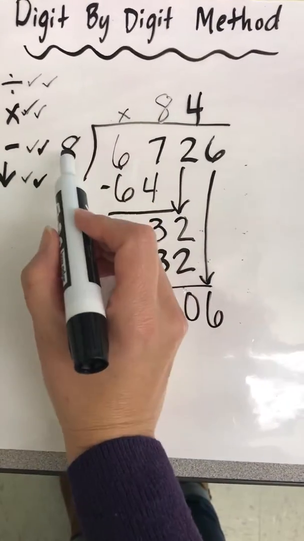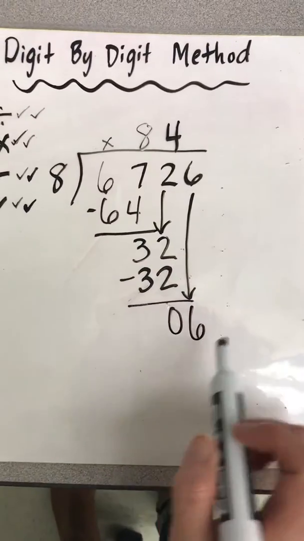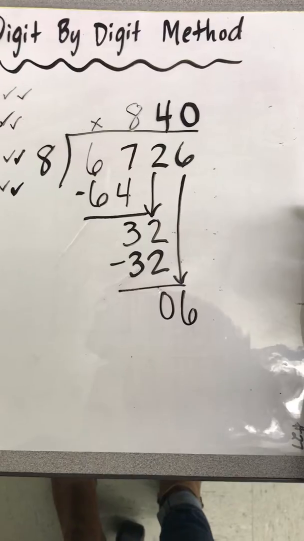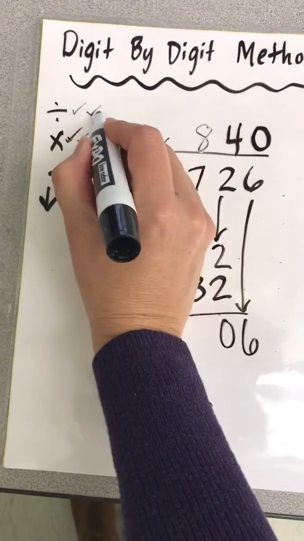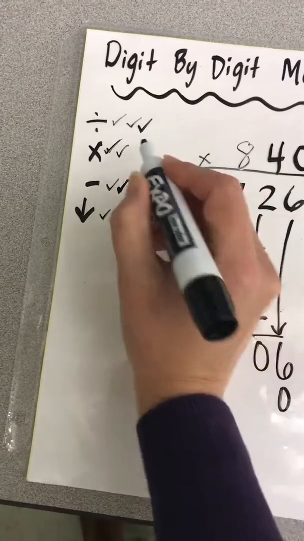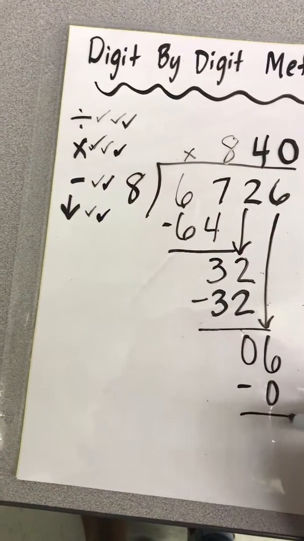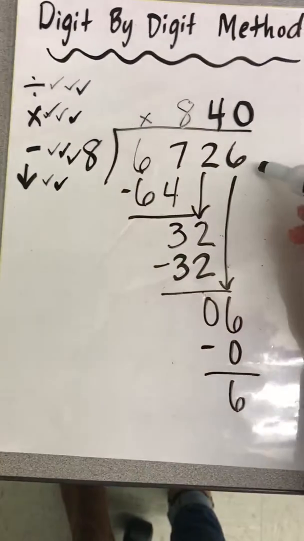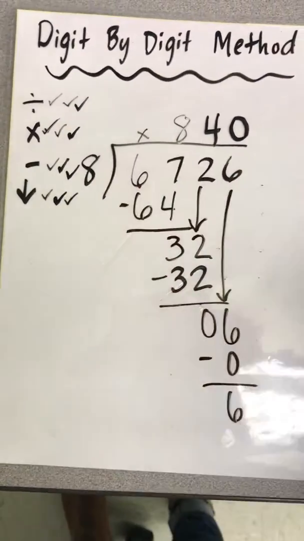Now when I divide again, I'm asking myself how many 8s can fit into 6. And I know that 8 can't fit into 6. 8 is bigger than 6. So that should be a 0. And now I'm going to go ahead and check that off. And now I end up with 0 times 8 is 0. And now I'm going to subtract. And I end up with 6 left over. And I don't have anything left to bring down, so I don't have to worry about this step anymore.